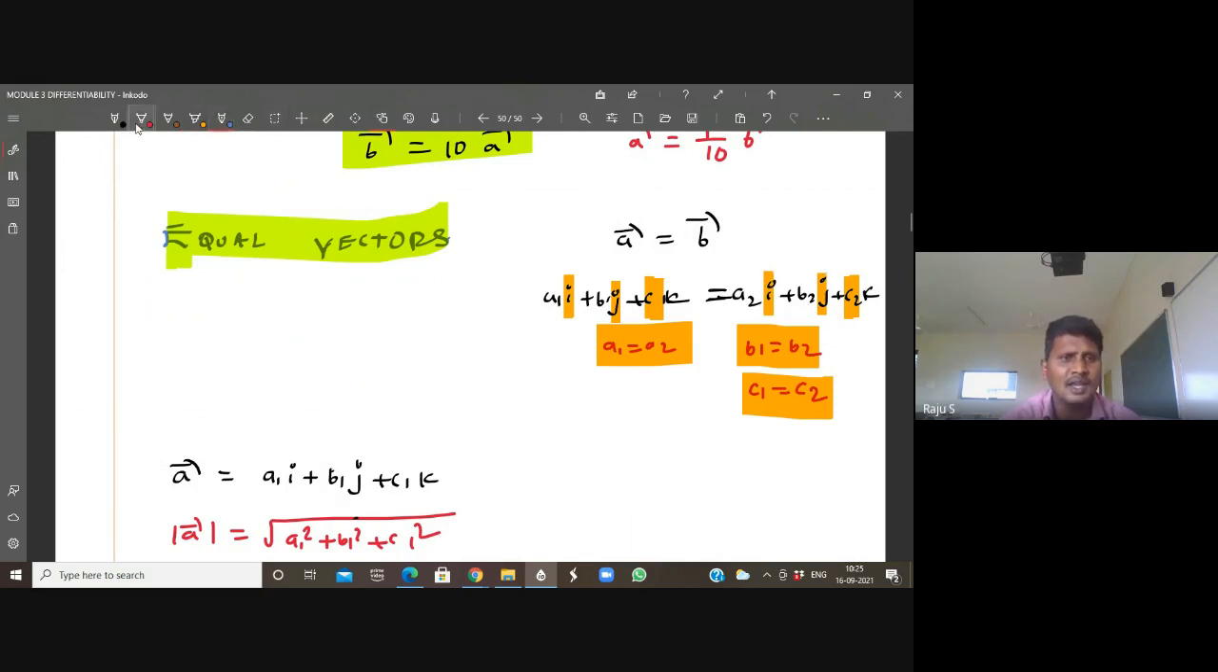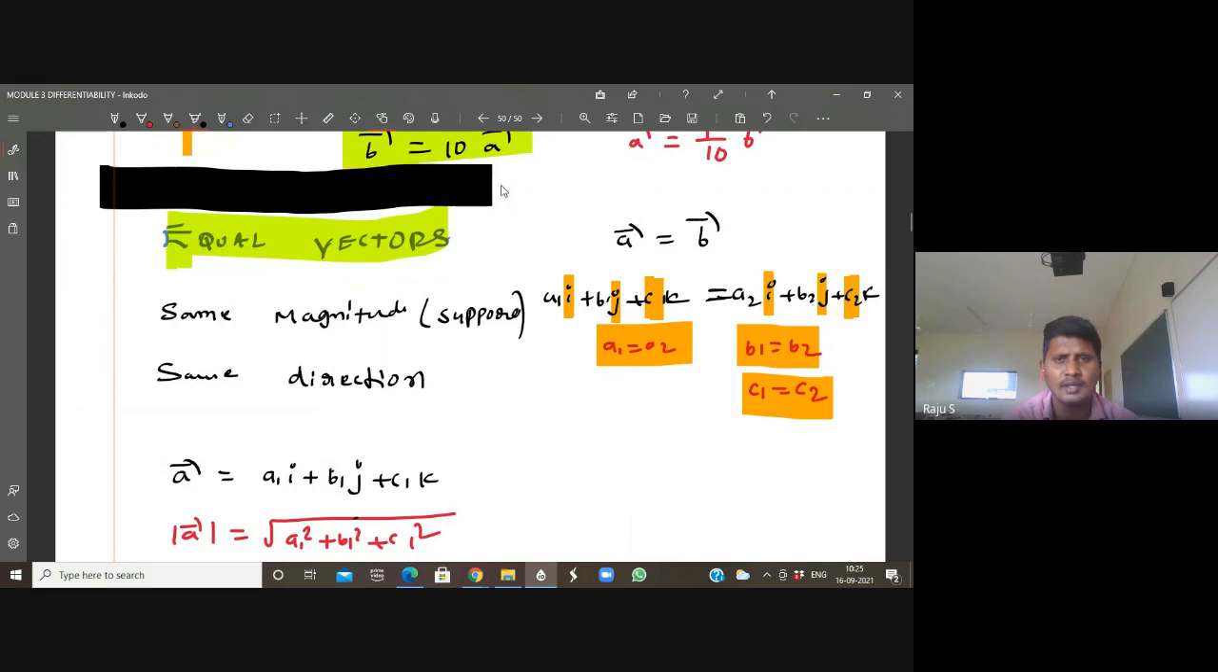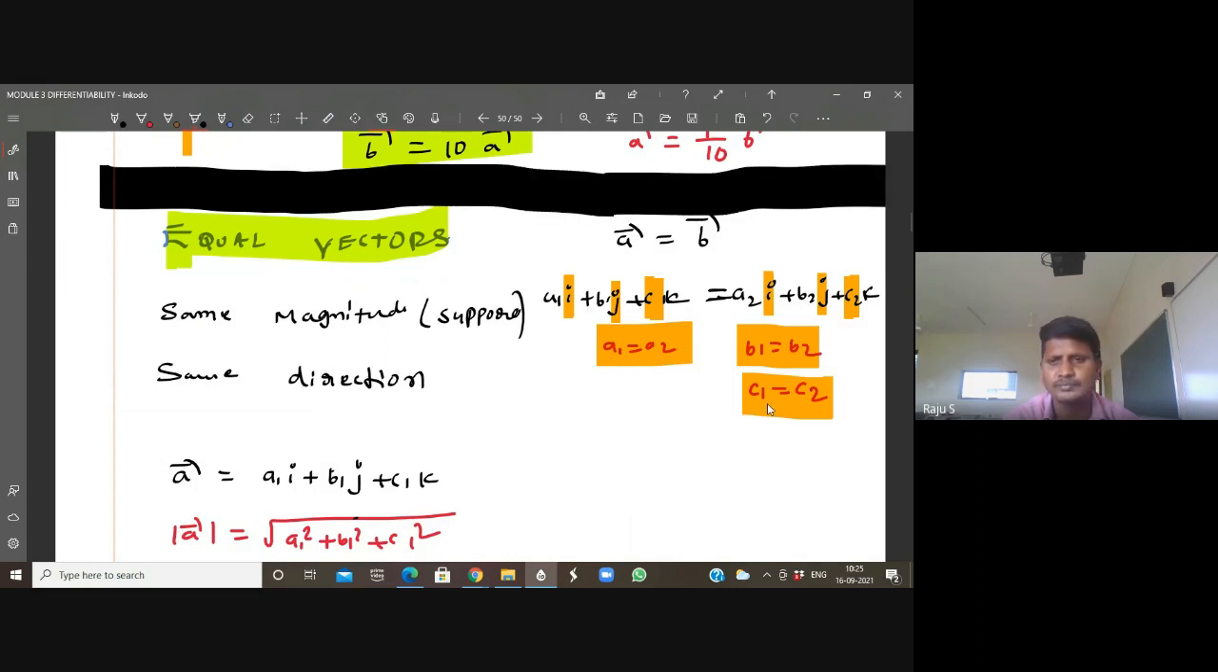We can say it in another way: equal magnitude and the same direction. The two vectors are said to be equal vectors when they have the same magnitude and the same direction. Got it?